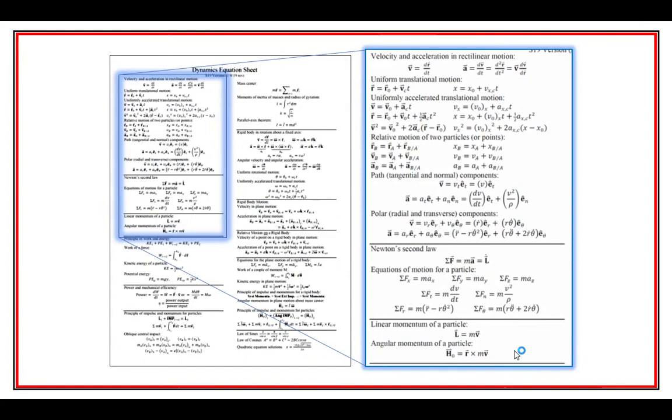So here is the equation sheet. I meant to print some out, darn it. And I can't print from here. But anyway, I would suggest, as you're studying, by the way, I'm stopping myself.